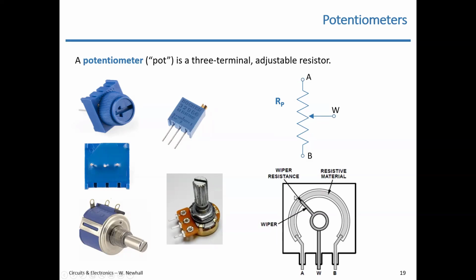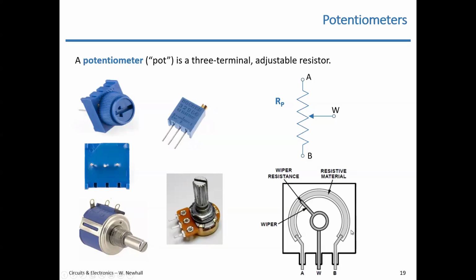So there's an arc of uniformly distributed resistive material, and what that resistive material does is it gives you a resistance per unit length. So for example, between A and B here, between the ends of this arc, you might have 10 kiloohms, 10k ohms.